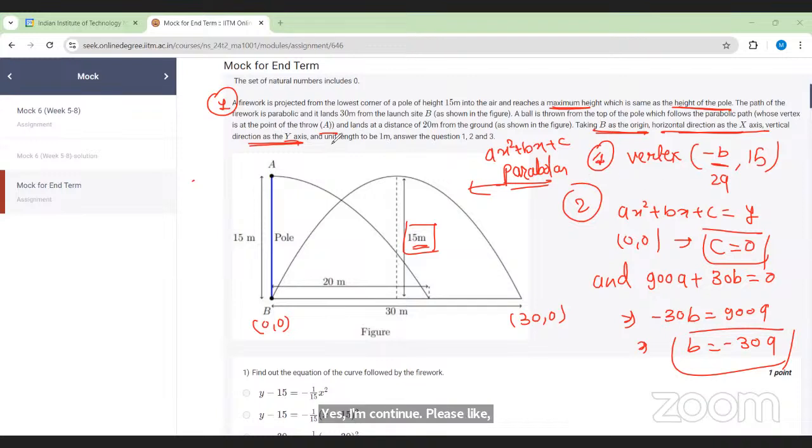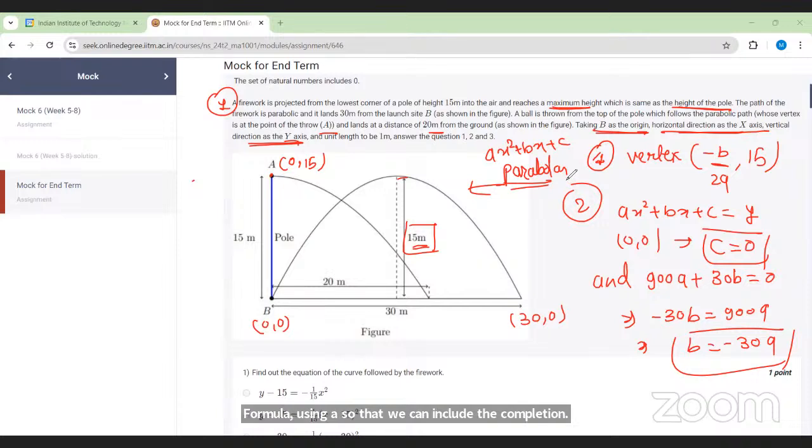Okay, so now the next thing given to us is that a ball is thrown from the top of the pole which follows a parabolic path whose vertex is at the point A. So that means the vertex of this parabola is 0, 15, right? And it lands at a distance of 20 meters from the ground. So how does this help us? Shall we use the parabola formula using the vertex so that we can get the equation?